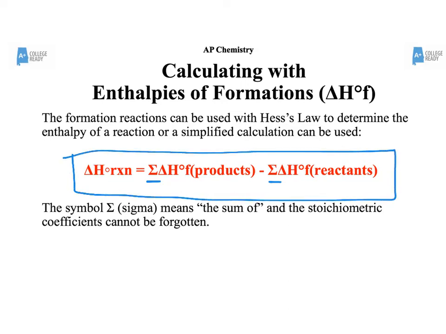But one thing you can remember is that it goes in alphabetical order. It's products minus reactants, which we've already seen before. So we're going to add together the enthalpy of the products, and we're going to add together the enthalpy of the reactants, and then when we subtract the two, that will give us the enthalpy of the overall reaction.